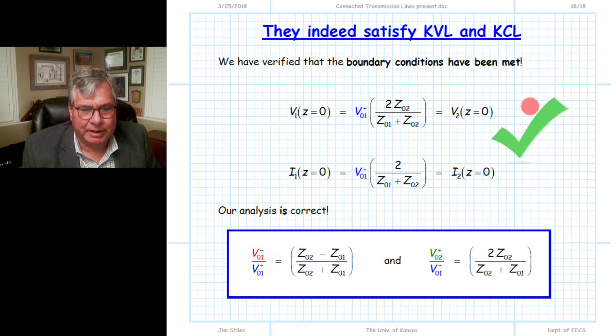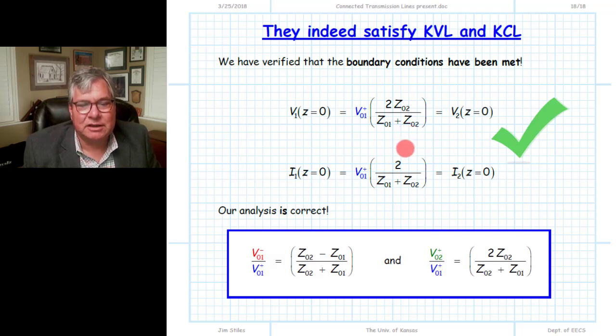And our boundary conditions from KVL say that the voltage at the end of the first transmission line must be equal to the voltage at the beginning of the second. And when we compare these two, we find we get exactly the same answer in both cases. Likewise, from KCL, the current at the end of the first transmission line must be equal to the current at the beginning of the second. And in each case we found we got the same result, and therefore it satisfies our boundary conditions. This again simply says that we have not made a mistake in our algebra, that our results are self-consistent.